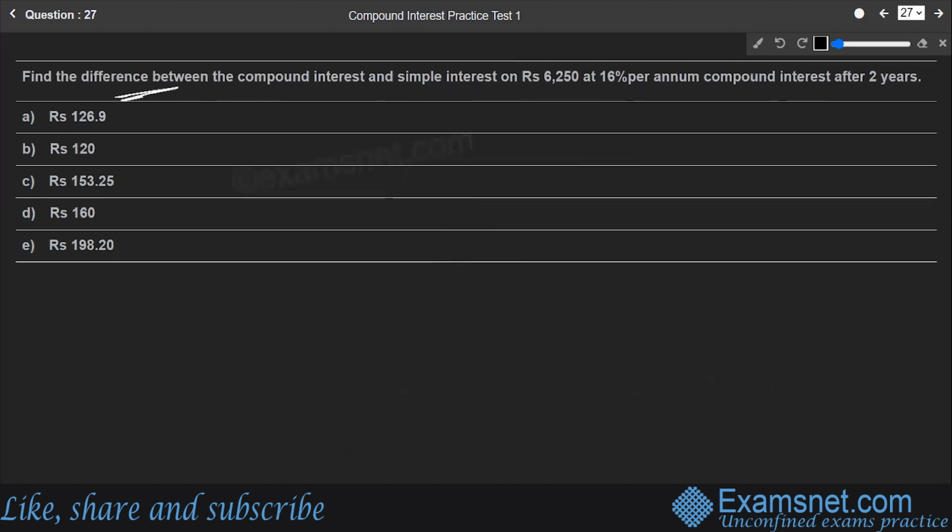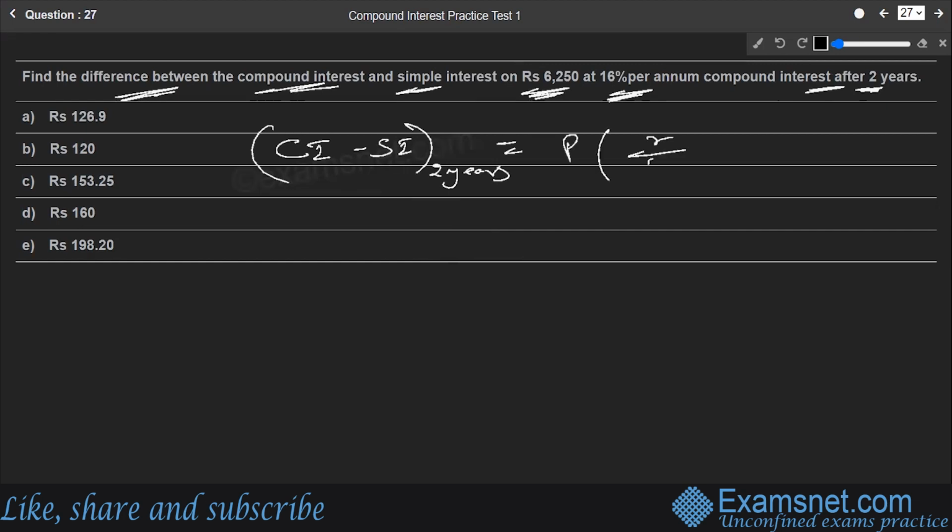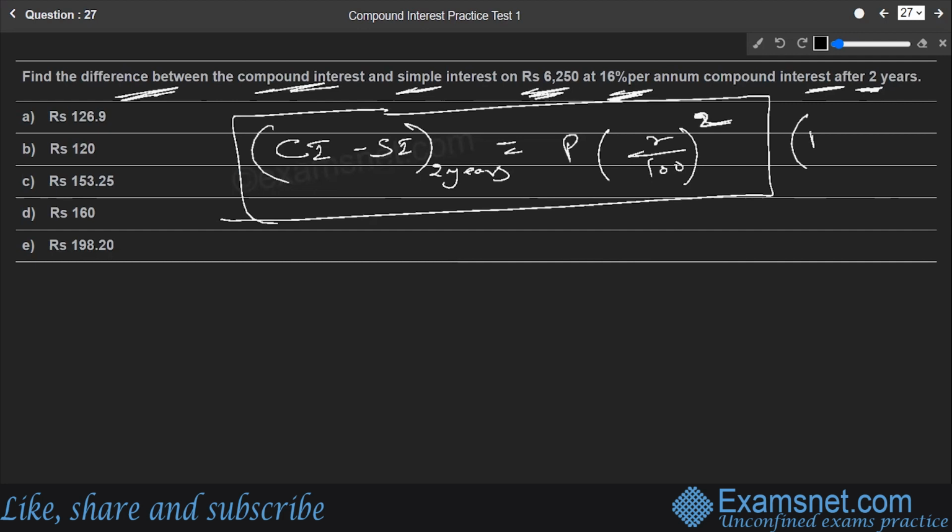Okay. Now find the difference between compound interest and simple interest on 6250 at 16% per annum compound interest after 2 years. So as in the earlier question we have mentioned, if we want to calculate the compound interest minus simple interest for 2 years, there is a direct formula that can be used, which is P into (R by 100) whole square. This is the formula that can be directly used to find the difference of compound interest and simple interest, the condition being the principal is the same. Principal should be the same for both compound interest and simple interest schemes. So this formula can be applicable here, as the principal value is given as 6250 rupees, the rate value is given as 16%, and the time value is obviously 2 years.